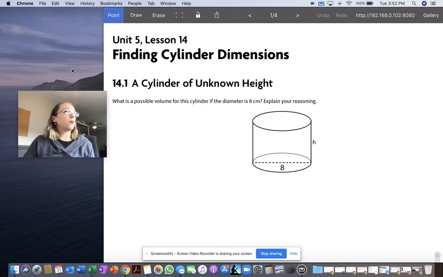Okay, hey guys, here's our next lesson. This is going to be Unit 5, Lesson 14, Finding Cylinder Dimensions. This is kind of a fun one, so we're just going to dive right in.